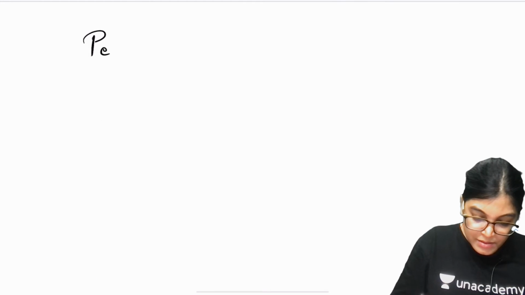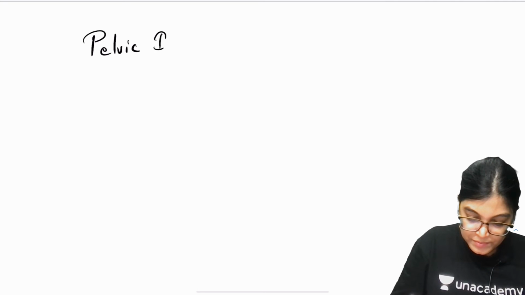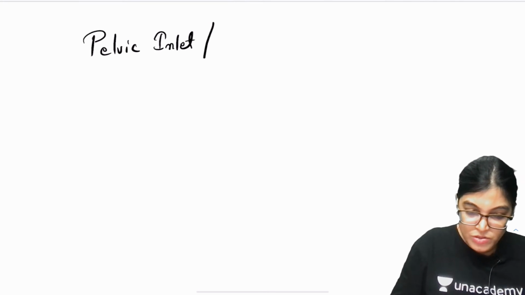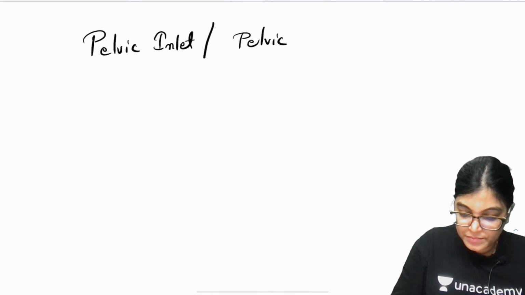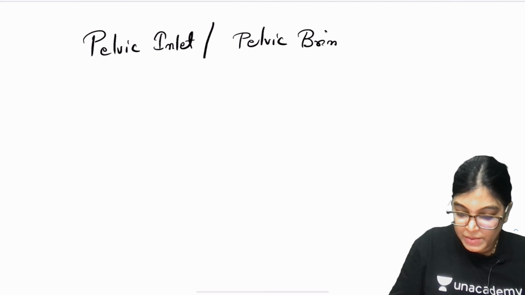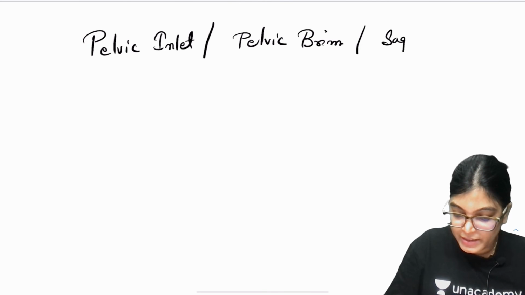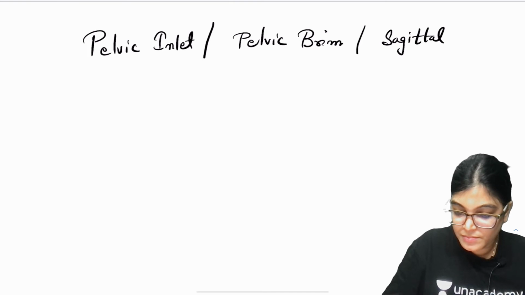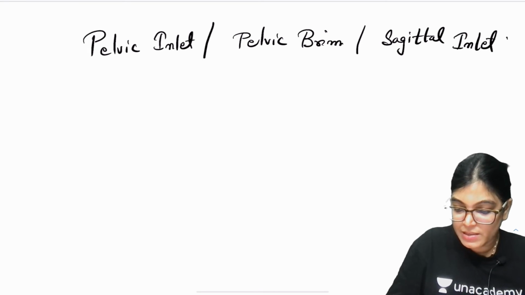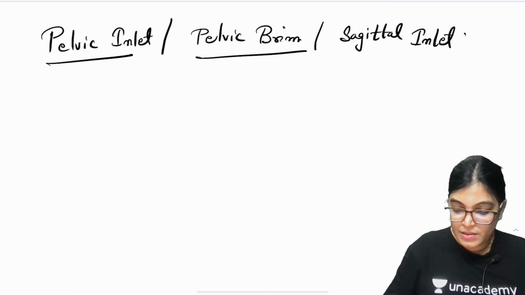So please write this. Pelvic inlet is also called pelvic brim, and this pelvic brim is also called sagittal inlet. These are all similar things only.